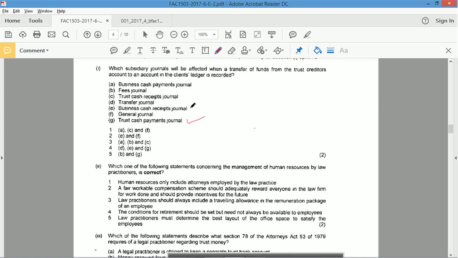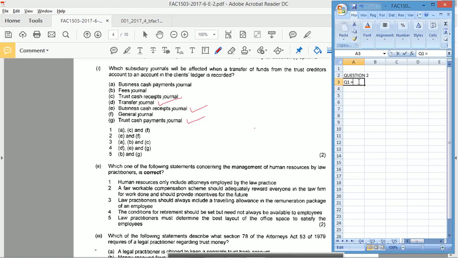So that would have been the business cash receipt. You're receiving something from the client. And would you transfer? Yes, you would transfer. So I would go with D, E, G here. Option 4. Okay, choose an option here.